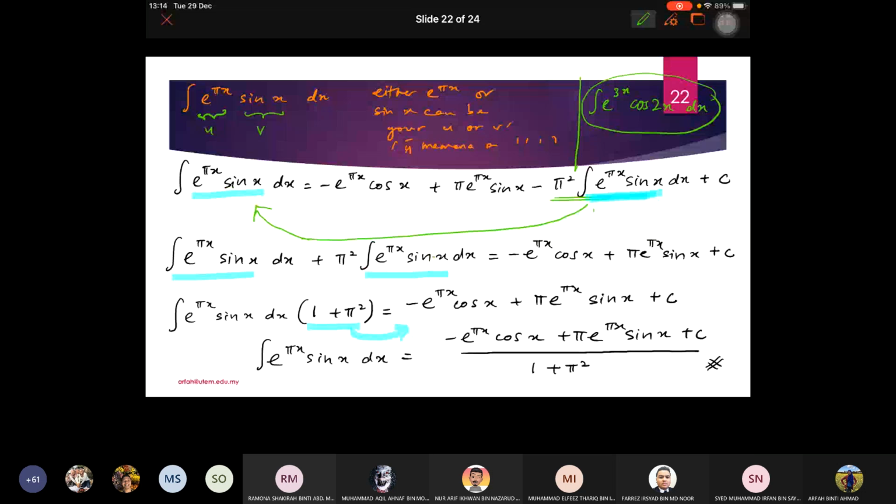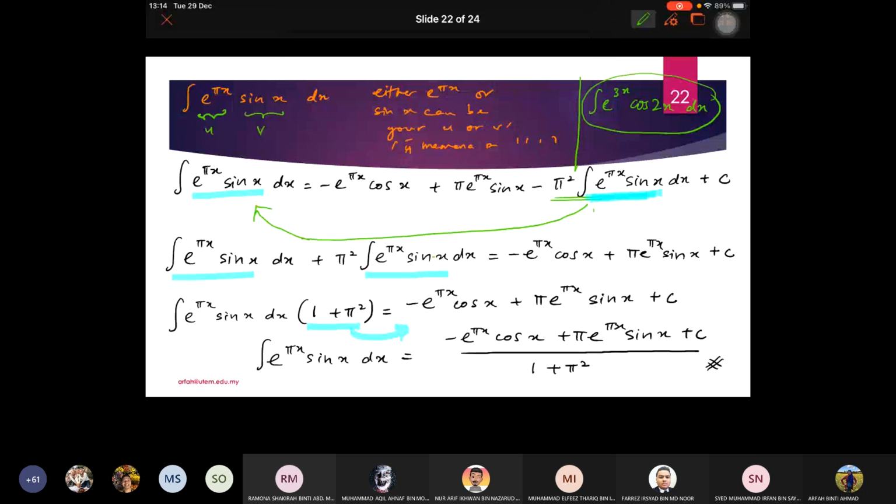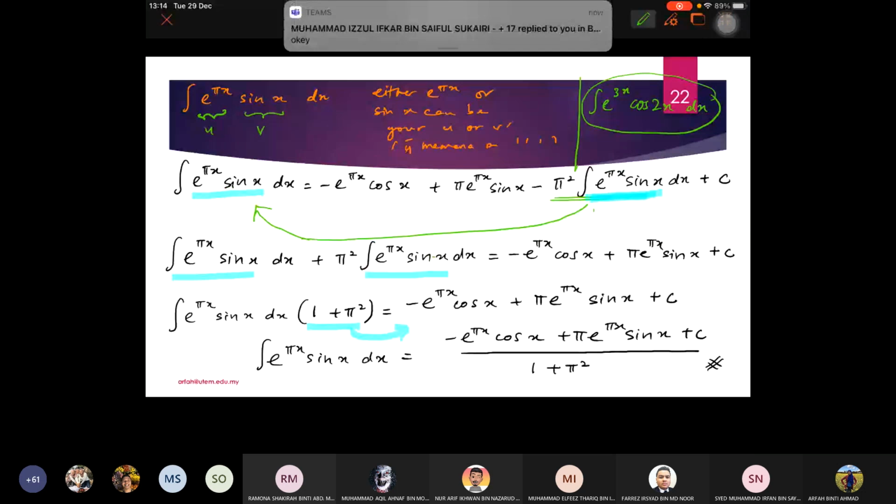Ada soalan class? So far? So good? So good. That's good. Faris, Ishad. Nama kau ni bukan Faris. Syahrul Aiza bin Muhammad Sarifuddin. Tak ada soalan. Kalau tak ada soalan, buat tu.